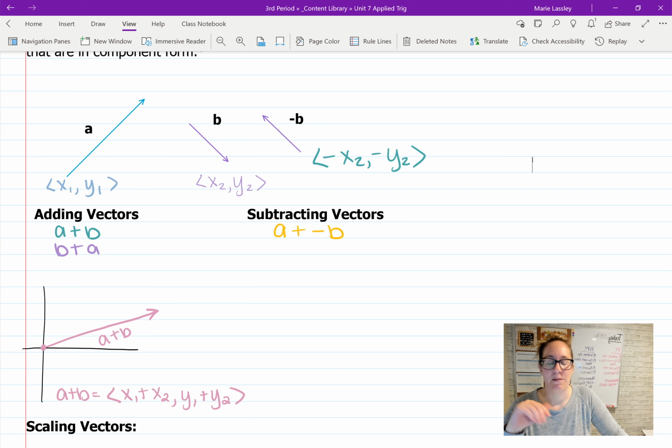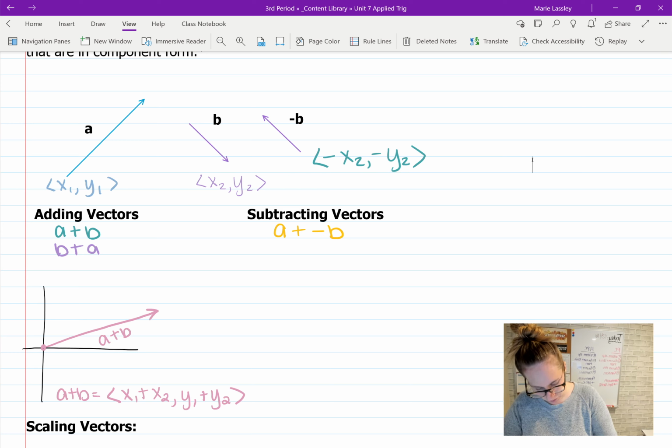So if you're thinking of it like slope, B would have a positive slope, whereas negative B would have a negative slope, but the number itself is exactly the same. I don't know if that helps or not, but they're the same vector, they just point in different directions. So we would add the negative vector. And if you wanted to do this visually, it's kind of the same concept, right?